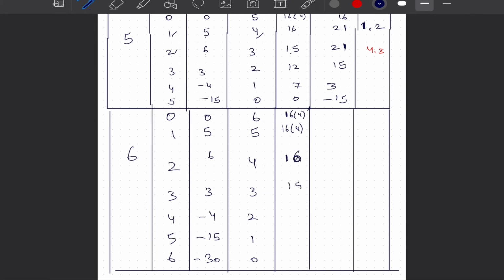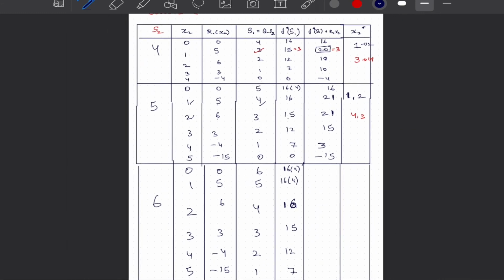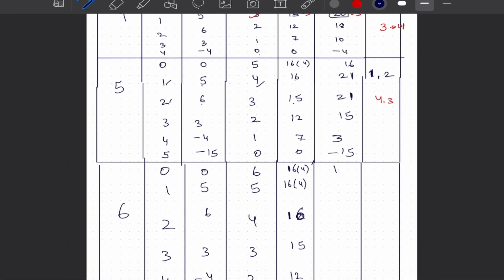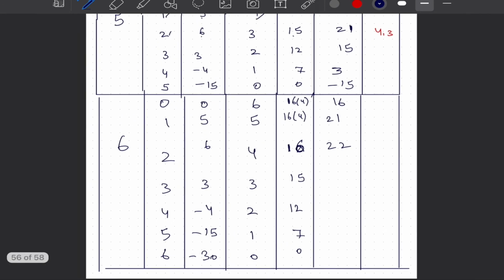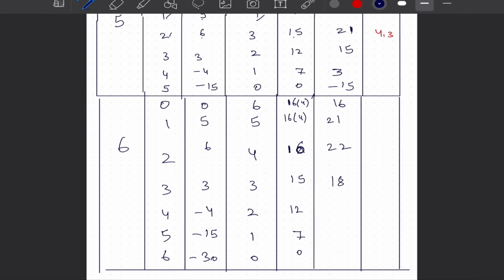And if we look at returns from that user, we are going to have returns of 16 coming at an allocation of 4. We have a return of 12, or at 4 also we have a return of 16, then 15, 12, 7, 0.